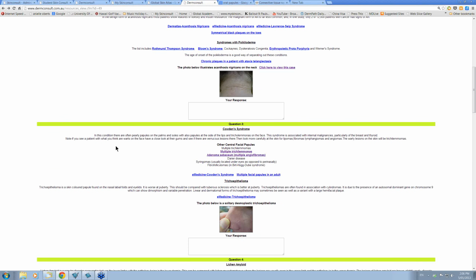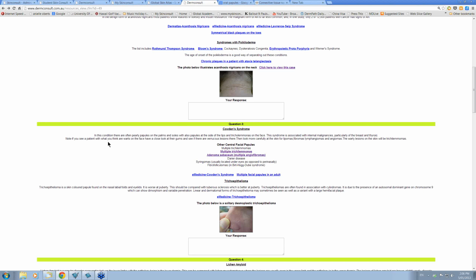Cowden syndrome. We've mentioned them already from the point of view of oral lesions. They're often papules in the face, and they'll come with acral papules as well, papules at the side of the lips, and trichilemmomas on the face. It's a syndrome associated with internal malignancies, particularly of the breast and thyroid.